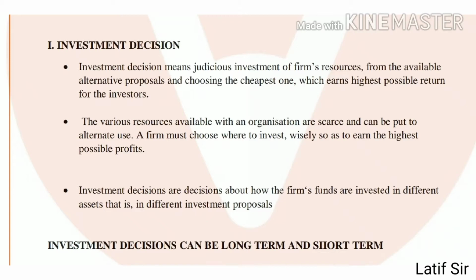Okay, so this decision relates to judicious investment of the resources. You have to invest the resources in the best possible way, and you have to choose from the various alternatives the cheapest source of finance. The various resources available with the organization are scarce and can be put to alternate use. A firm must choose where to invest wisely so as to earn the highest profit. You must remember that the firm's resources are very scarce, that is, they are not abundantly available. So you have to use the financial resources very properly and invest wisely to earn the highest possible profit.